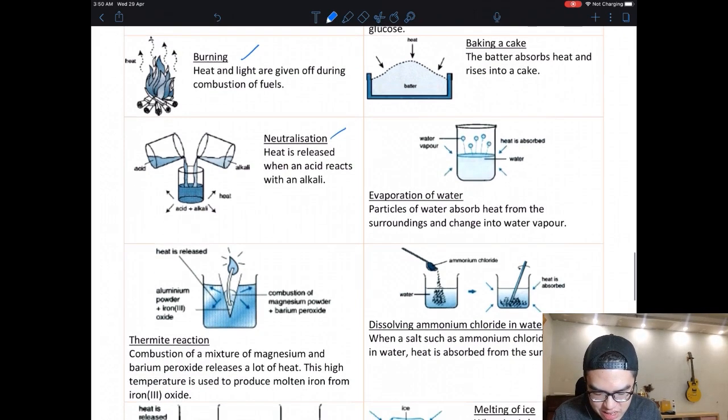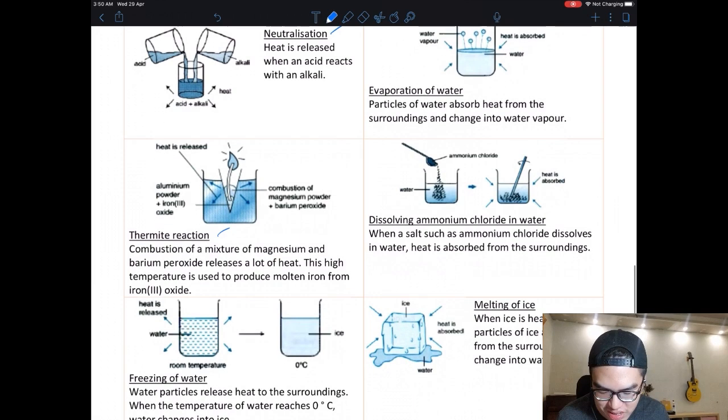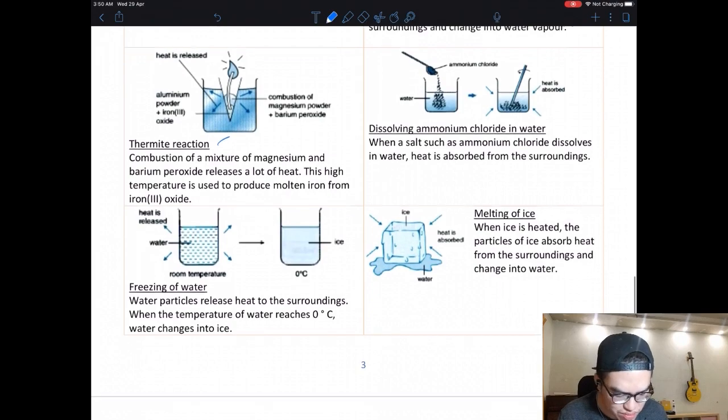Okay, thermite. What is this? This is a bit out of your syllabus. You don't need to know. Thermite is actually a very strong combustible substance. This thing is so strong you can burn through steel. If your steel is like 10 cm thick, let's say you want to break into an army tank, you can use thermite. This is so strong because it's a very exothermic reaction. Okay, freezing, or what is this here?